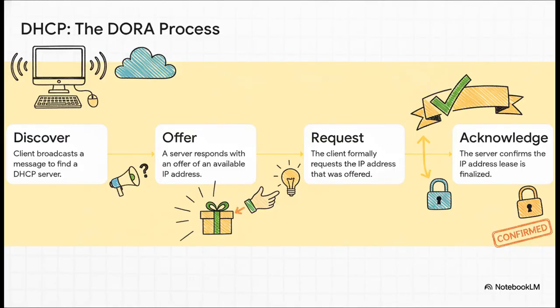And how does your computer get its own IP address? Well, that's handled by a service called DHCP through this really simple 4-step handshake called DORA. It stands for Discover, Offer, Request, and Acknowledge. Your device basically shouts out, "Hey, I need an address." That's Discover. A server replies, "How about this one?" That's Offer. Your device says, "I'll take it." That's Request. And the server confirms, "It's all yours." That's Acknowledge. And it all happens automatically in seconds.